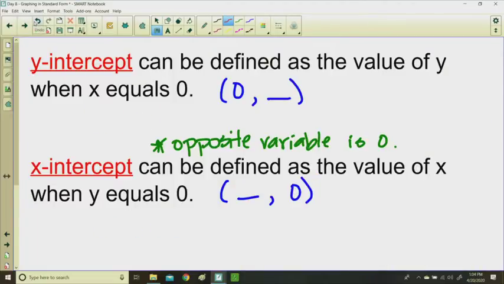So the algebraic definition of y-intercept is the value of y when x is equal to 0. Right? So the opposite variable is 0. So if it's the y-intercept, then x is 0. If it's the x-intercept, that's the x value when y is 0. Okay, so again, the opposite.